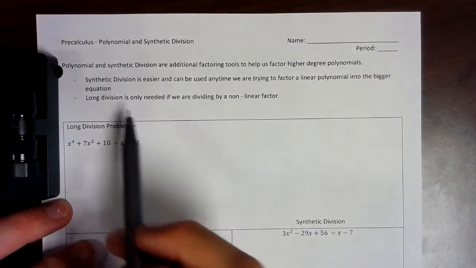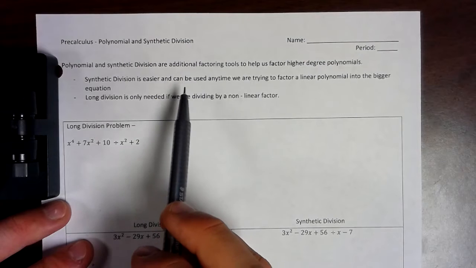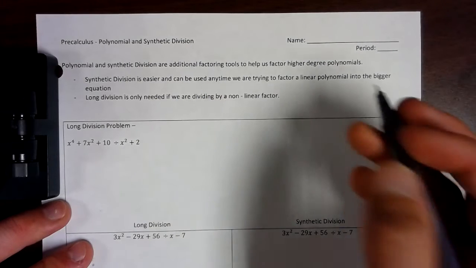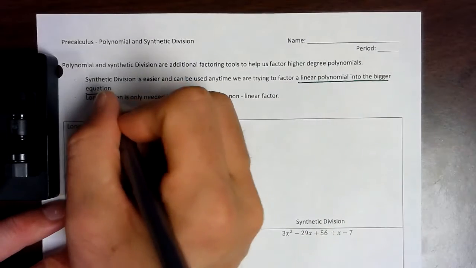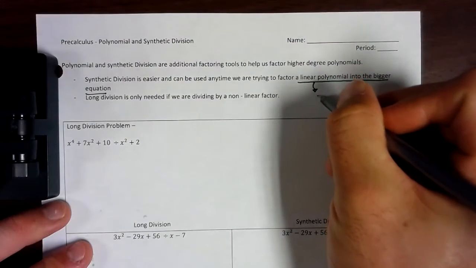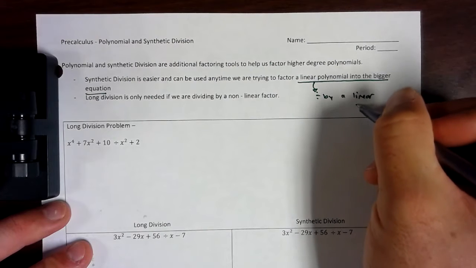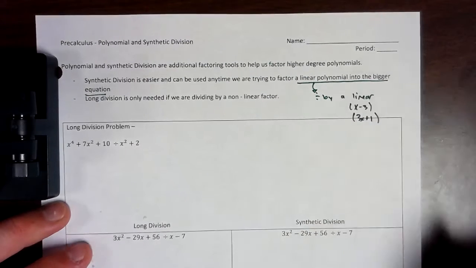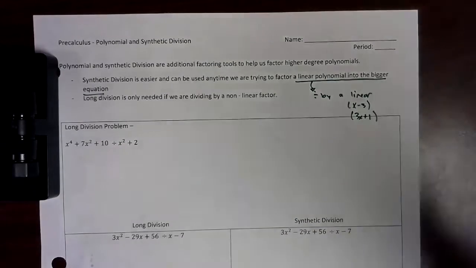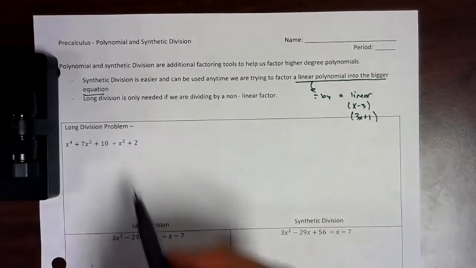The two ways we're going to talk about going are synthetic division, which is much easier and it's actually much quicker. And it can be used anytime that we are trying to factor a linear polynomial into the bigger equation. In other words, whenever we're dividing by a linear factor. Linear factor being like x minus 3 or 3x plus 1. So if we're dividing by something linear, we want to use synthetic division every time. If we're not dividing by something linear, then we're going to have to use long division. And that's actually what we're going to start with.